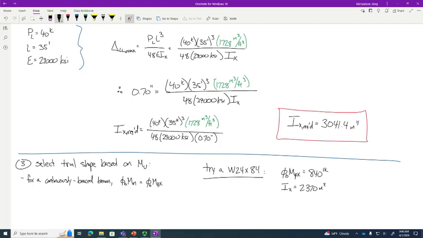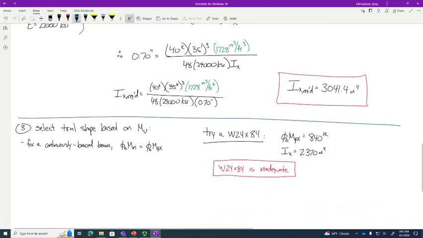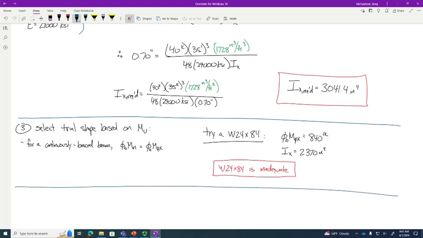No. So we have selected a section based off strength. We found that it's not going to work. It's not stiff enough. It's going to deflect too much. It won't fail, but it'll deflect too much. So now, we're going to abandon table 3.2 for now and select the trial shape based on Ix.